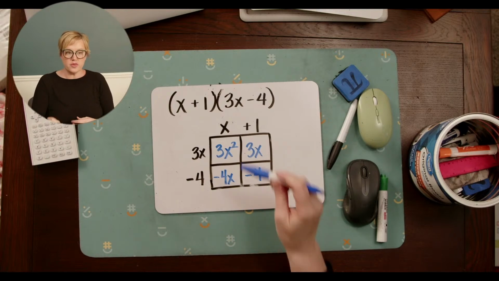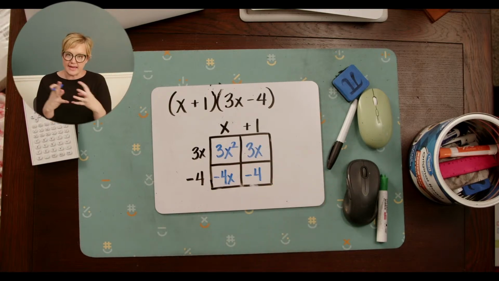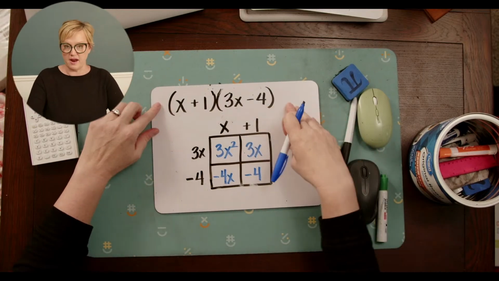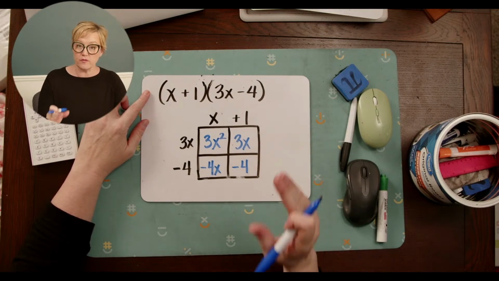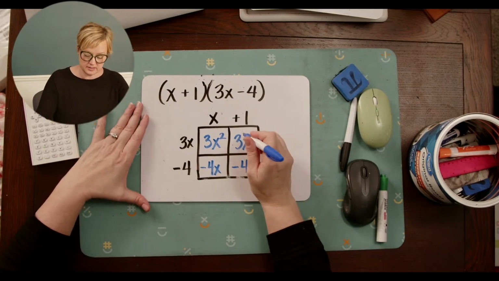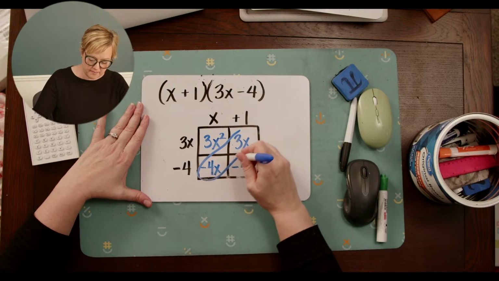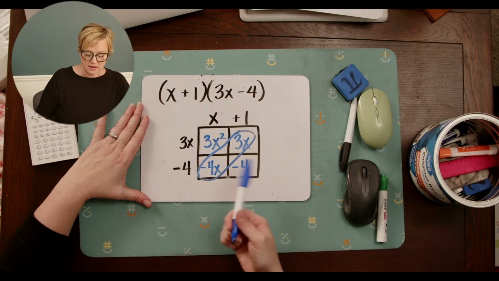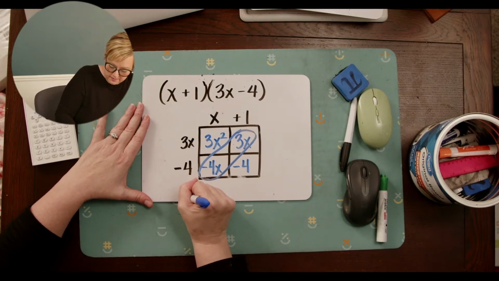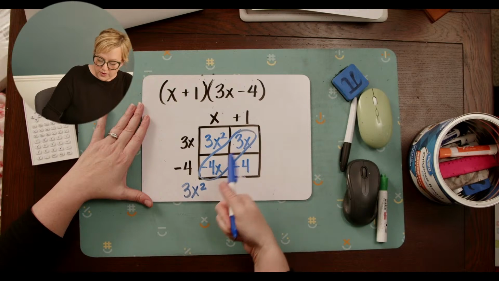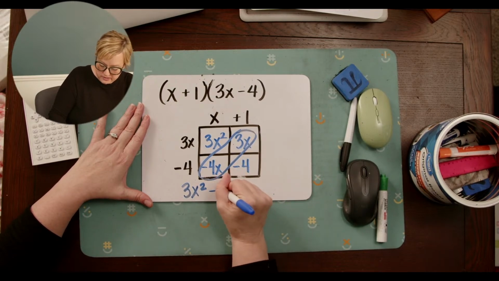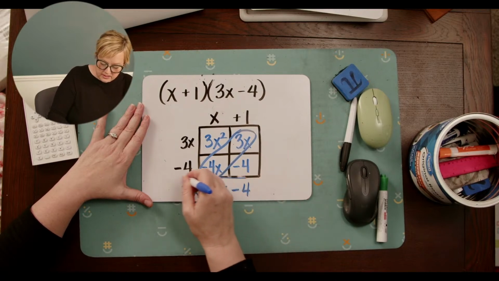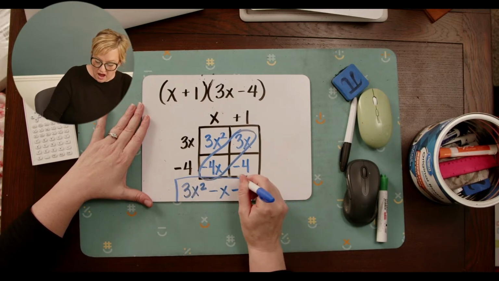Okay, now everything that's in blue is what I'm going to add together to make my result, right? That's going to be my simplified answer after I've multiplied these together. So I look for any like terms, like here, 3x and minus 4x, okay? And I'm going to add those together. So I've got 3x squared, 3x minus 4x gives me minus 1x, and then minus 4.